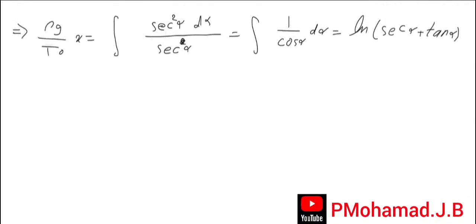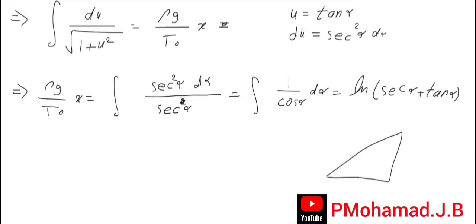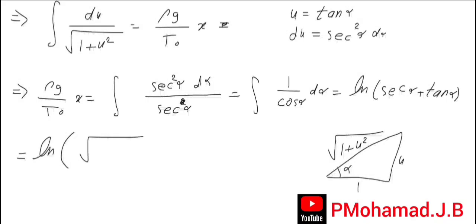And you should know what alpha is: we named the tangent of alpha u. So if this is the angle alpha, the tangent is u divided by 1, which is u, and the hypotenuse of this triangle is radical 1 plus u squared. And so this will be ln of secant. We can see from the triangle that secant, which is 1 divided by cosine, is radical 1 plus u squared, and the other term in ln is tangent of alpha, which is u.